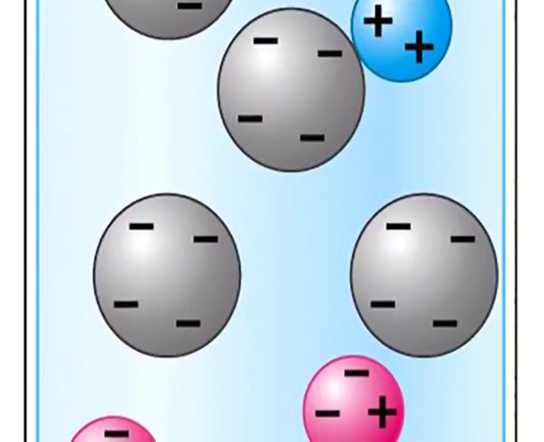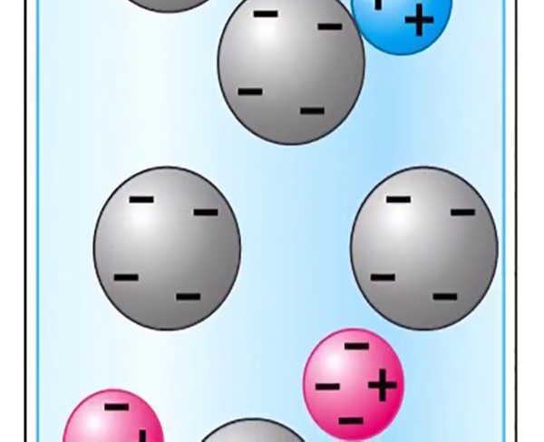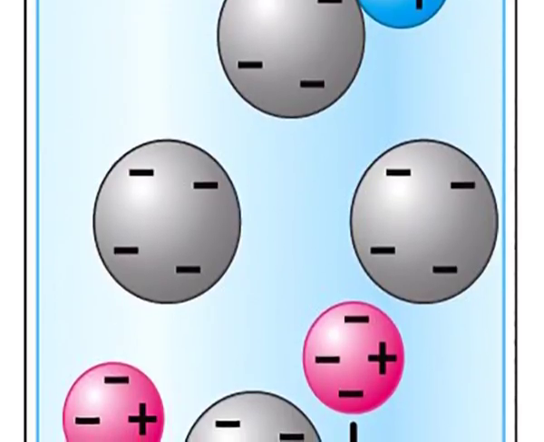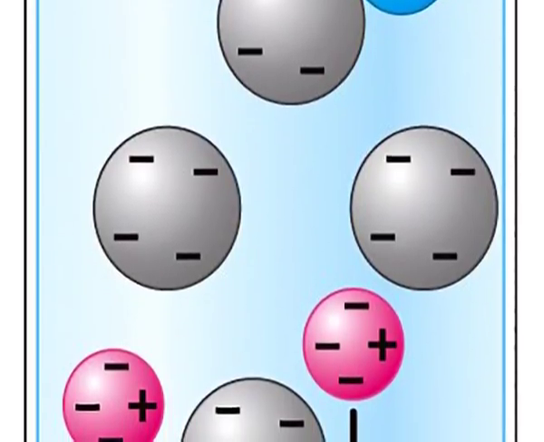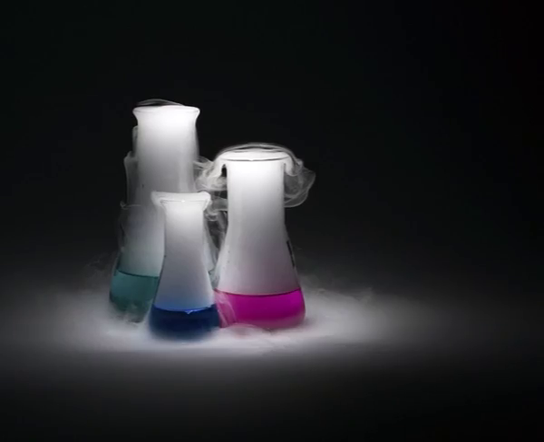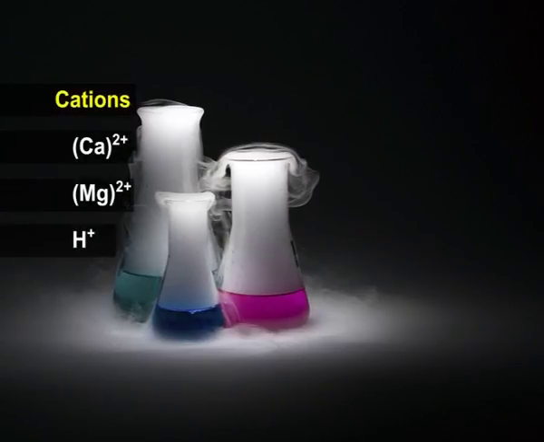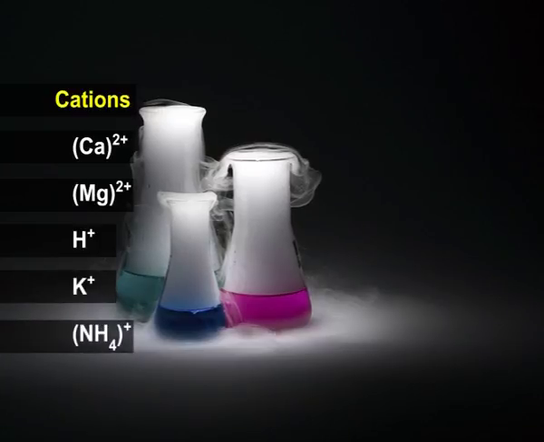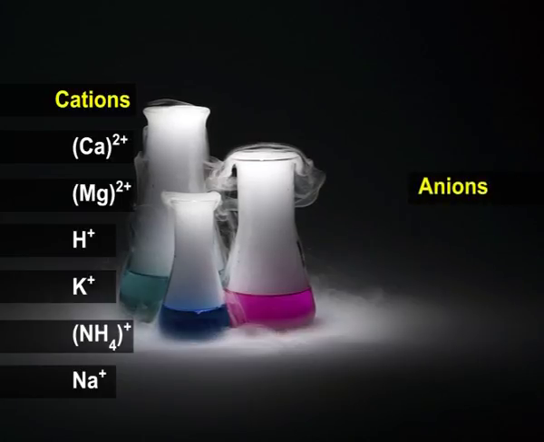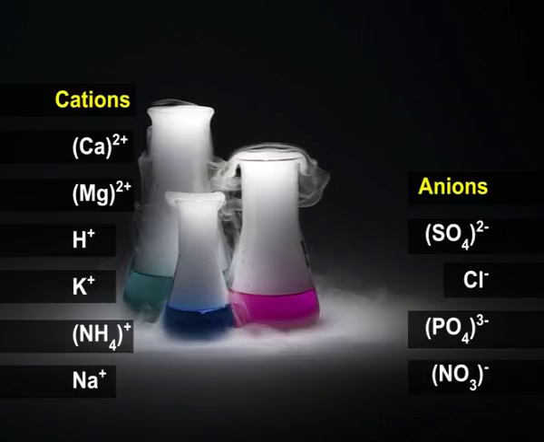The process by which ions are exchanged between solid and liquid phases and or between solid phases if in close contact with each other is called ion exchange. The common exchangeable cations are calcium, magnesium, hydrogen, potassium, ammonium, and sodium ions. The common anions are sulphate, chloride, phosphate, and nitrate ions.